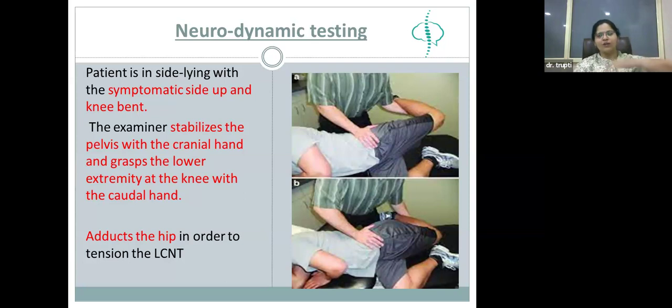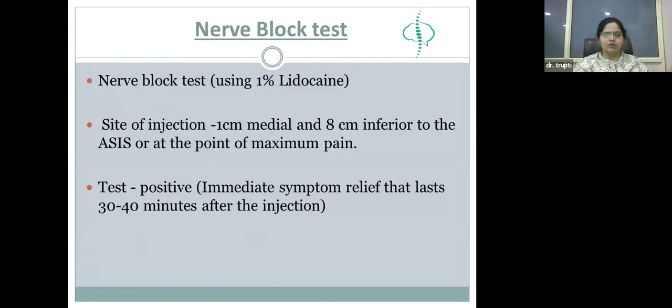While you're doing the abduction, this nerve passes from the ASIS above. When you're abducting the hip, bringing it downward like this, there will be some tension on the nerve. So when the nerve is under tension, if the symptoms appear, that means the test is positive.